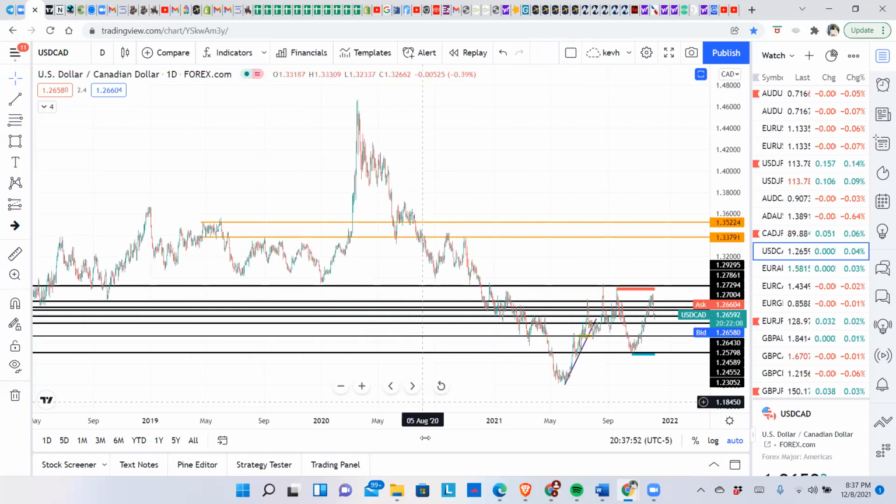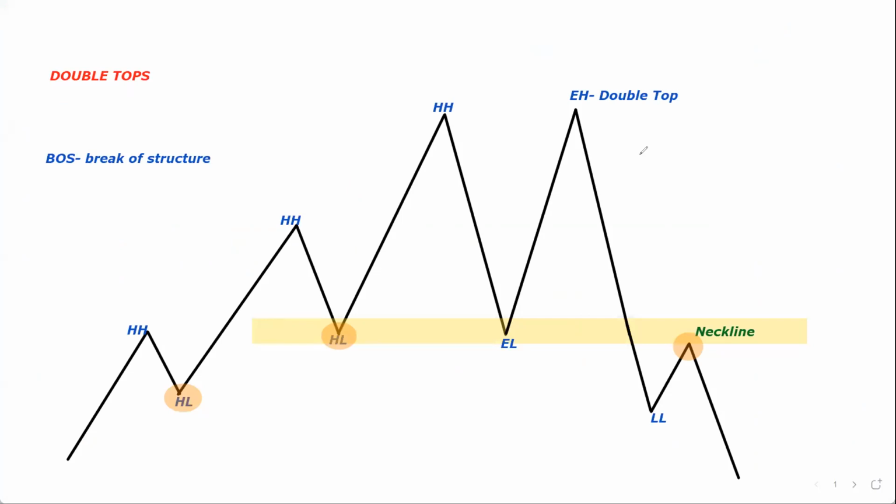But at least now you have an idea of what to expect, or what you would be looking at, for double bottoms and double tops, okay? Always remember the key thing here: break of structure. The break of structure, very important. Then you get the retest before you decide to take your entry.